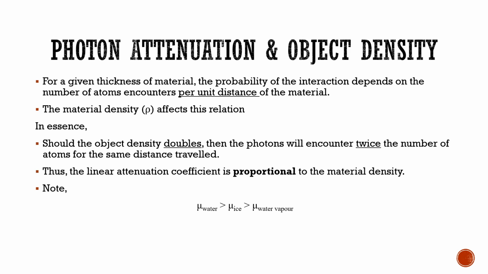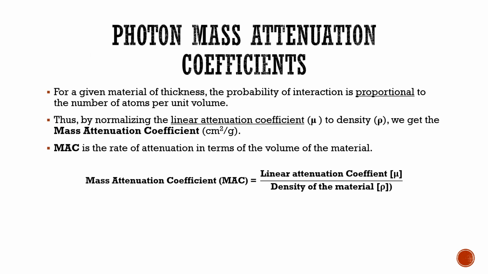Take, for example, water and its three forms of matter, ice and vapor. Note that the linear attenuation coefficient in the state of water is greater than that of ice and then that of water vapor. On the previous slides, we spoke about the linear attenuation coefficients, which spoke to the amount of photons being removed per unit distance.